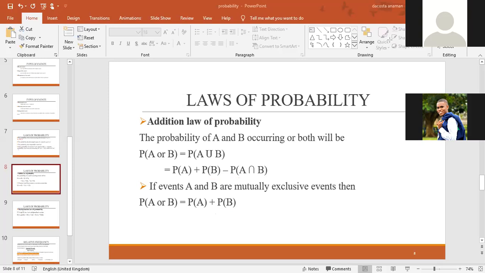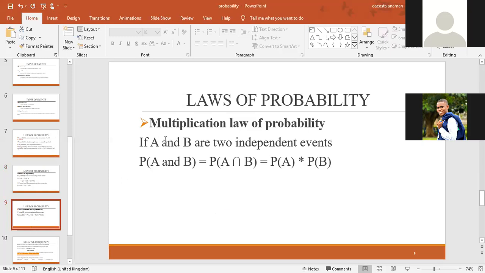Now, for the multiplication law of probability, that's when we talk about the probability of A and B occurring. If we say A and B are occurring, it means that they are not mutually exclusive. So in the multiplication law of probability, mutually exclusive doesn't play here. The probability of A and B occurring is denoted by P(A intersection B). And to solve this, we multiply the probability of A by the probability of B. I hope you are clear.